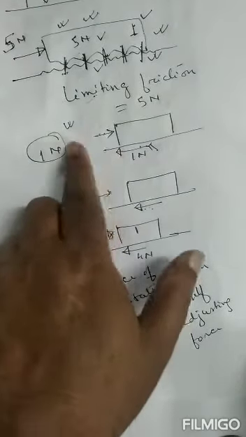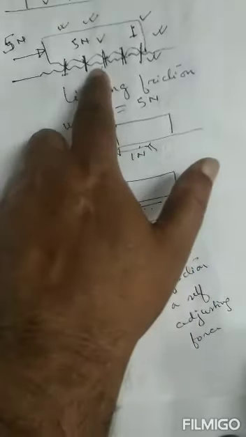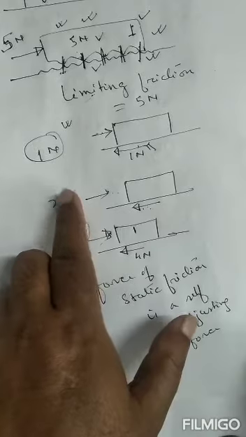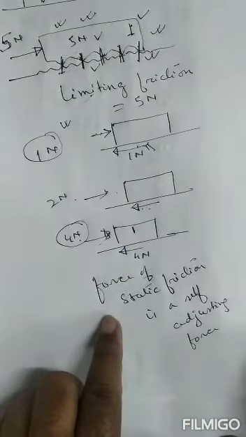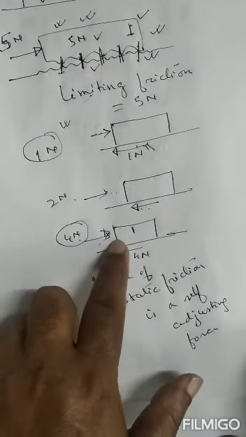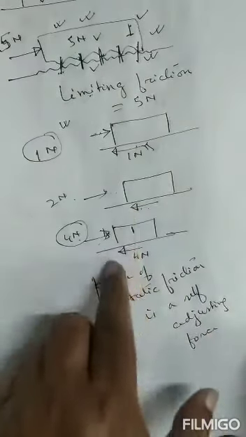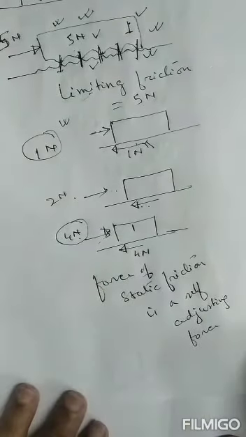But actually, why is the motion not possible? Because this 1 newton force cannot break all these molecular bonds. If I apply 2 newton, it cannot break all the molecular bonds whose strength is 5 newton, therefore motion is not possible. If I apply 4 newton, it cannot break all the molecular bonds whose total strength is 5 newton, therefore motion is not possible.